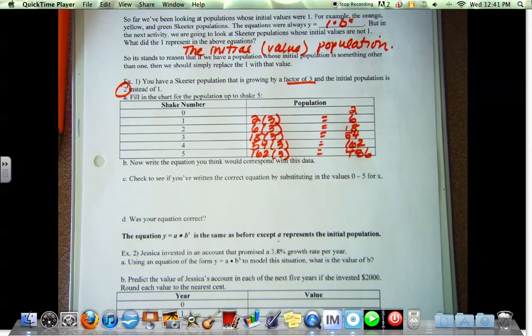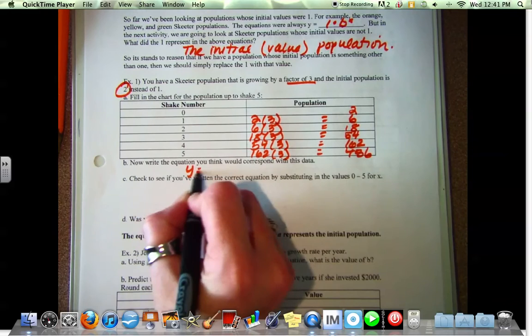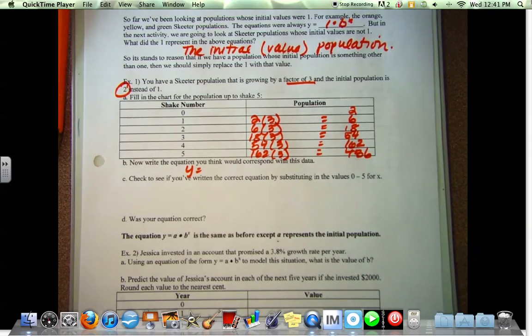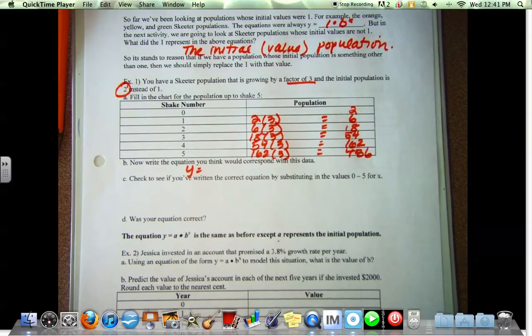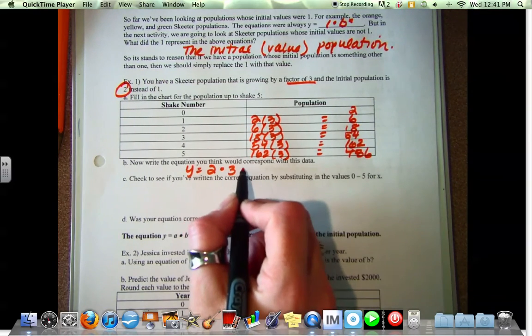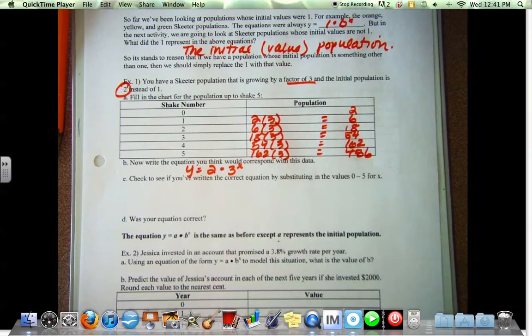All right, now we need to write the equation that we think would correspond with this data. So y equals, what's our initial population? Is it 3 or 2? 2. Times 3 to the x. Check to see if you've written the correct equation by substituting the values 0 through 5 for x.